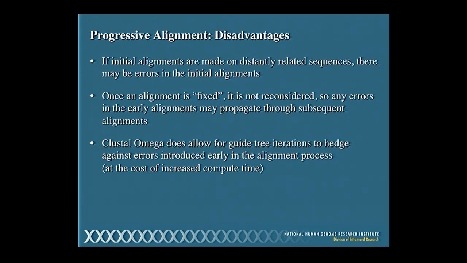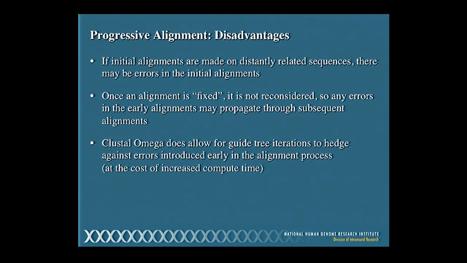There's a directionality to this process, and we are fixing these new alignments as we go. If we make an error early on, that error is propagated all the way through. So if that alignment is incorrect in a particular position or several positions, it's just going to stay fixed through the entire rest of the process. You're going to end up with a possibly bad alignment.